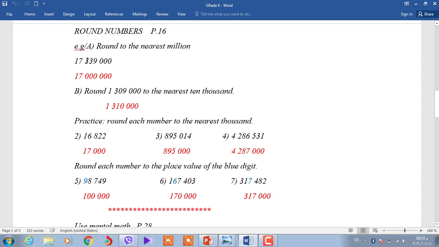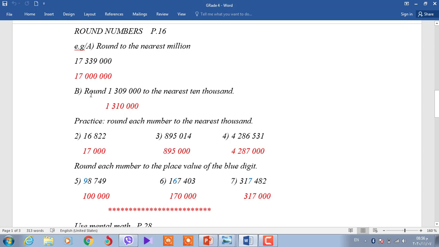In behind we have 3, and if the behind number is 5 or greater than 5, increase the millions place by 1, dear student. But if less than 5, it means we have 4, 3, 2, 1 and 0, this one stays the same number. There we have 3, because 3 is less than 5, so 7 stays the same number. We have 17 million, dear student.